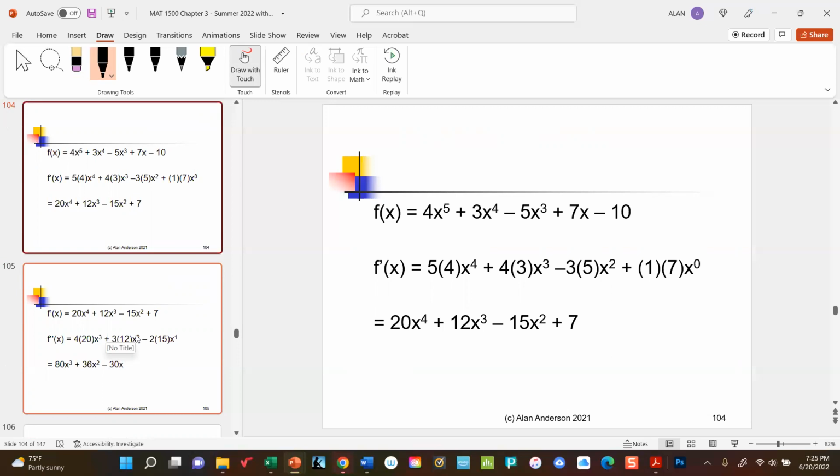Just remember, you're just applying the power rule to the first three terms here, and then the constant rule to the 7. And when you're done, you'll end up with the second derivative, which is, by the way, expressed as f double prime.